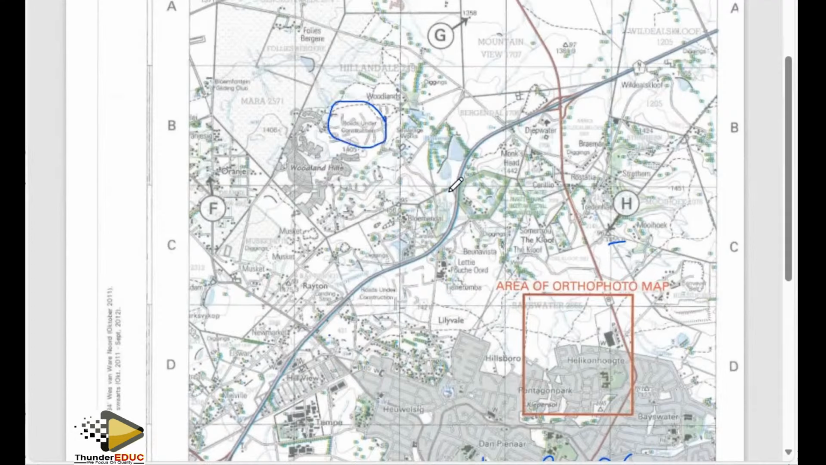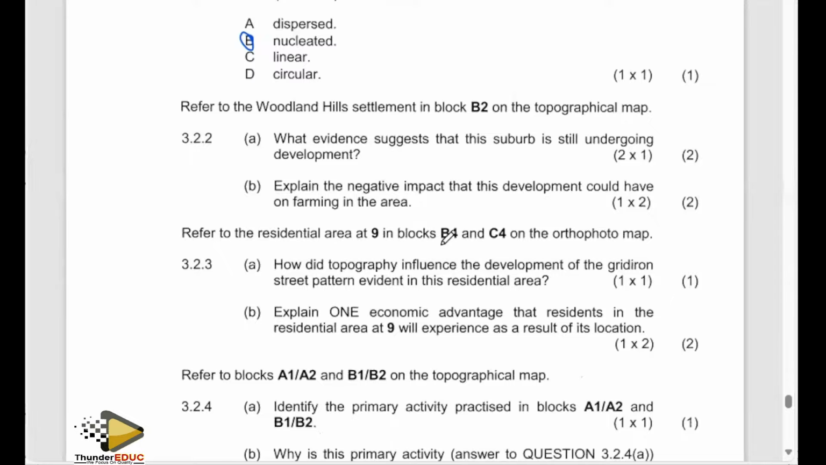It talks about roads being under construction. It means the area is a newly developed area. We cannot have roads under construction in a fully developed area. So that is the evidence that we have. Moving on to the next question.